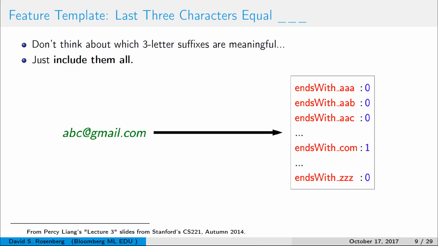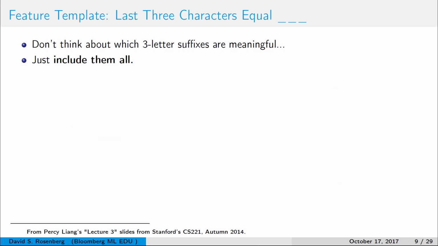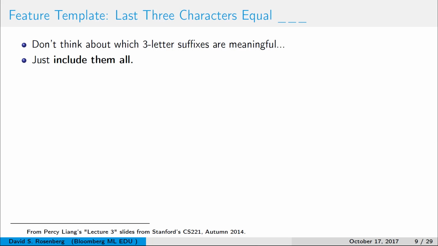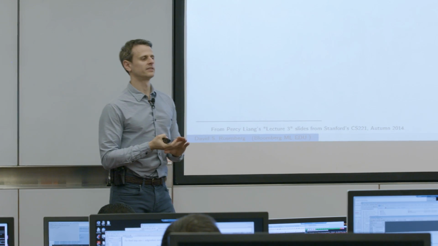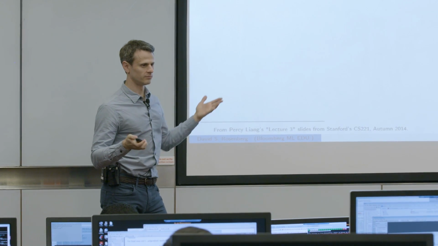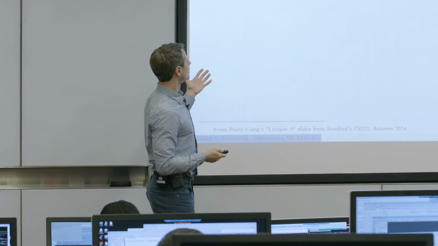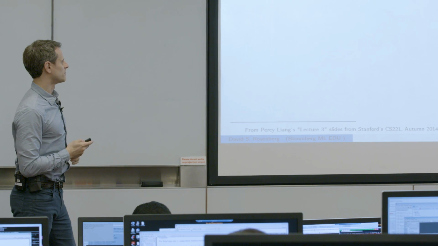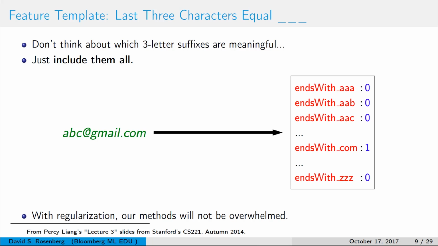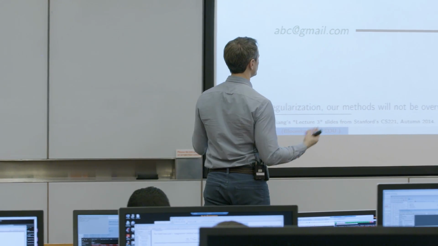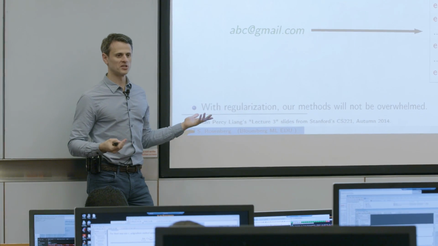And the theme of today is to think less and have the computer do more for you. Instead of trying to brainstorm all the last 3 character combinations that might be useful, make a feature for all of them. Don't think, okay, .com, .edu, .net, just make a feature for all of them. That's a lot, but you have a feature template that does it very systematically. And now that we've spoken about regularization, any concerns about overfitting or dimension being bigger than the number of data points are all handled nicely with our regularization techniques, L1 and L2.